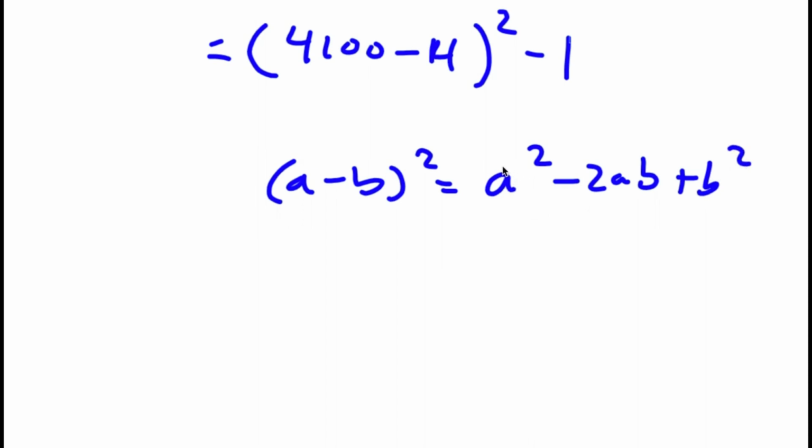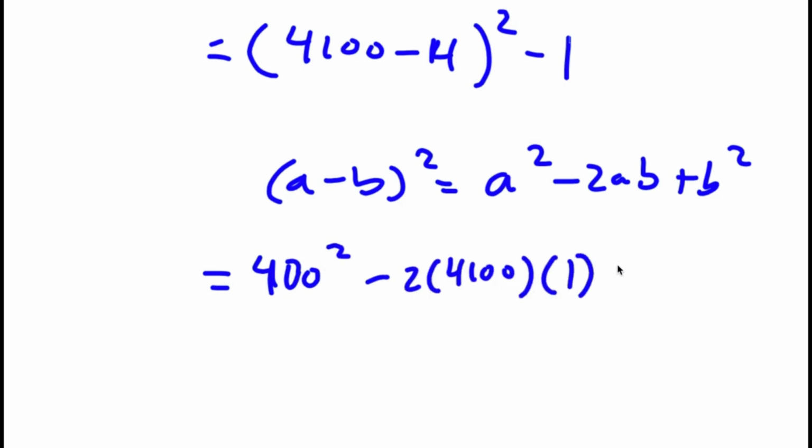So we have 4100 minus 4 squared. So this is going to equal 4100 squared minus 2 times 4100 times, sorry, times 4 plus 4 squared.